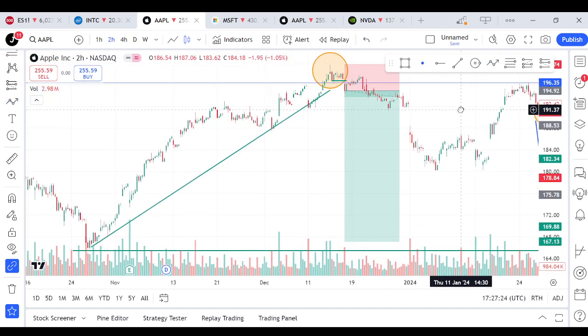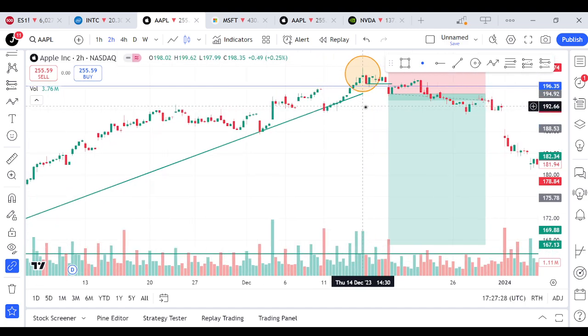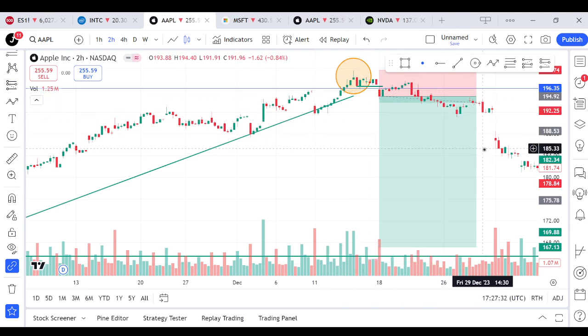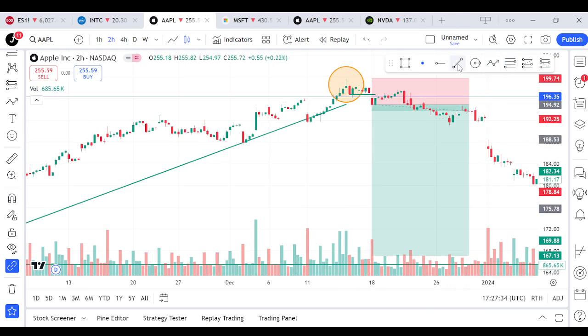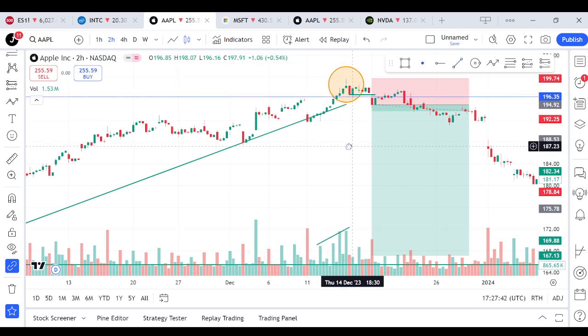Let's look for this one. Okay, we had the candlestick pattern right here, and you can see volume analysis didn't exactly give us a confirmation because we had increasing buying volume at the time we had our candlestick pattern.